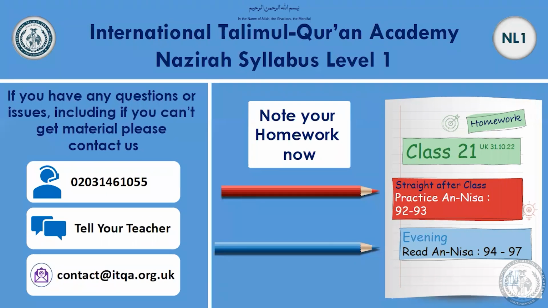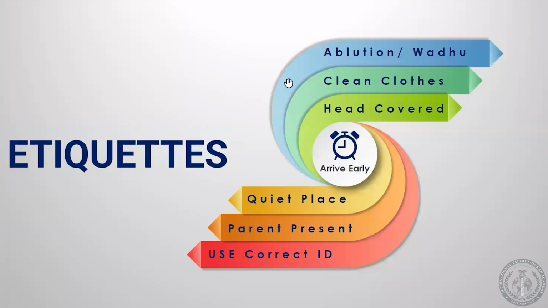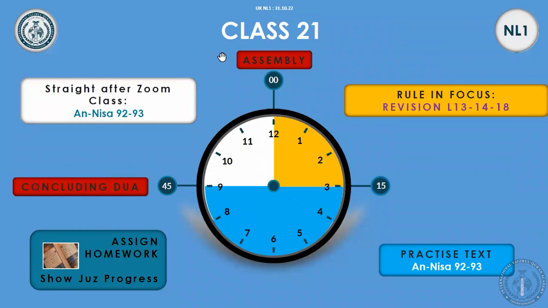So I will quickly remind you again of the etiquettes. Make sure that you are in wudu, that you are wearing your clean clothes, have your heads covered with a topi or scarf. Do please ensure that you are in a quiet place. And if possible, it would be ideal if a parent or someone older was present with you, and ensure that you are using your correct ID. Okay, over here. So alhamdulillah, we started on time.